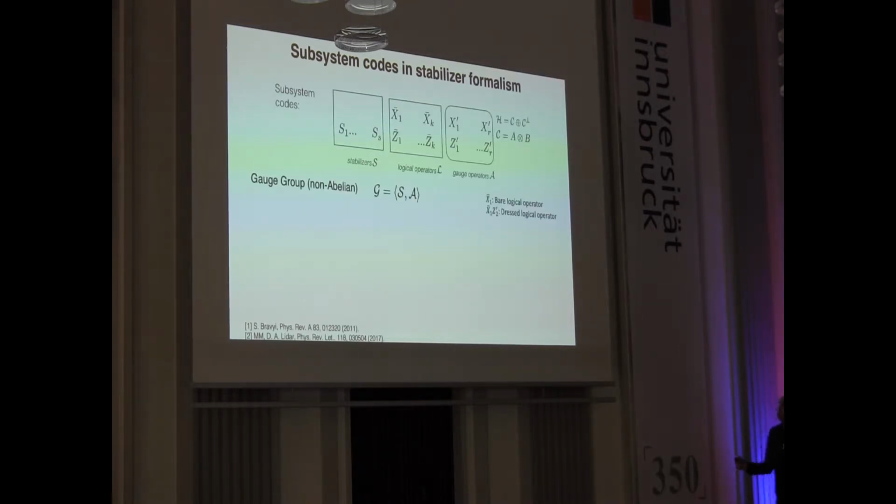And to define a code, rather than now only thinking about S, the stabilizers, I have to think about both the stabilizers and the gauge operators. So that's how I define the subsystem code. It's now a non-abelian code, so this generating group is not commuting. So it's a generalization of the previous code. Given this group, all the properties of the code, the errors it can correct and detect, we can just list using this G.